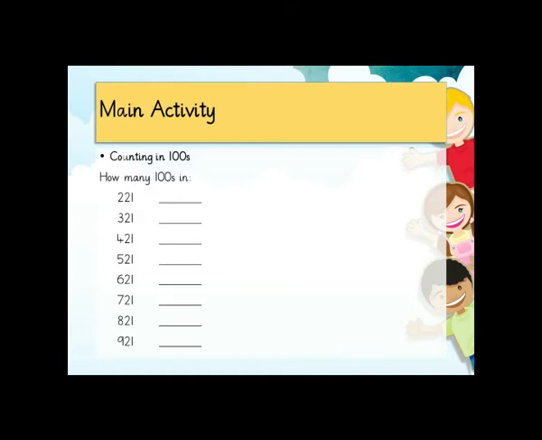Yes, in the number 221, 1 is at the unit place, 2 is at the tens place and again 2 is at the hundreds place. Identify for the rest of the numbers what comes at the hundreds place. Yes, in 301 it's 3. In 401 we have 4 hundreds. In 501 we have 5 hundreds. In 601 we have 6 hundreds. In 701 we have 7 hundreds. In 801 we have 8 hundreds. And similarly in 901 we have 9 hundreds.